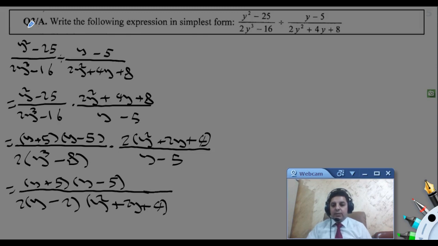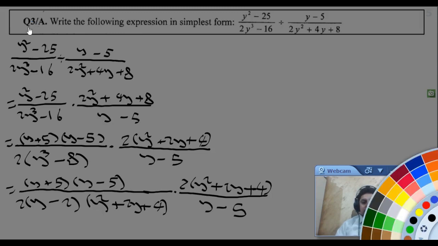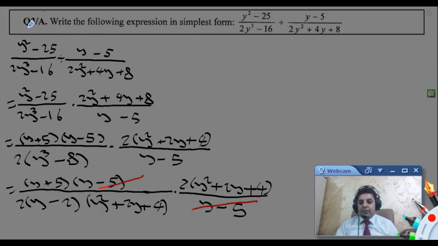That is factoring by using the difference between two cubes: y minus 2 times y squared plus 2y plus 4. That term is not factorable. Y minus 5, by using simplify, y minus 5 simplifies with y minus 5, and also y squared plus 2y plus 4 with y squared plus 2y plus 4.